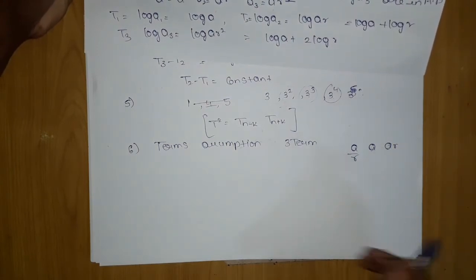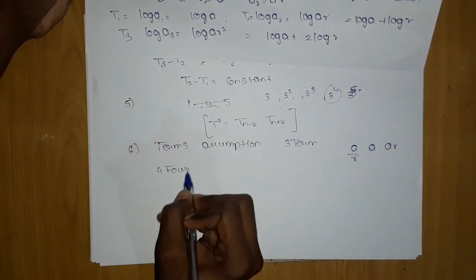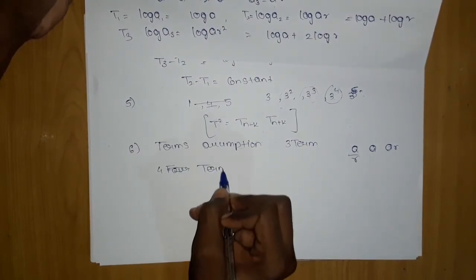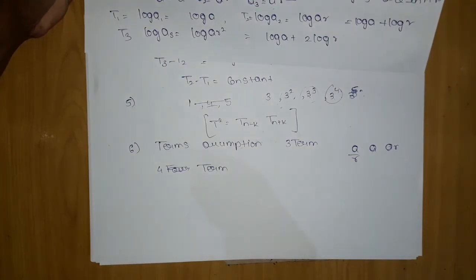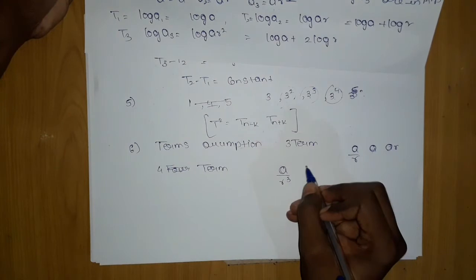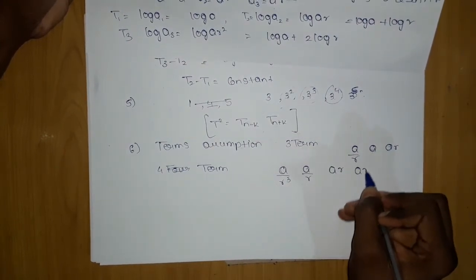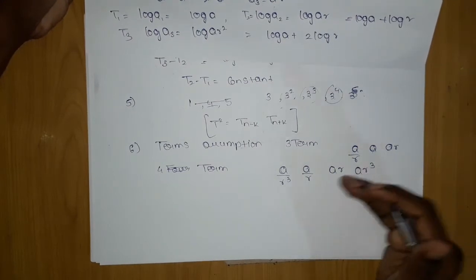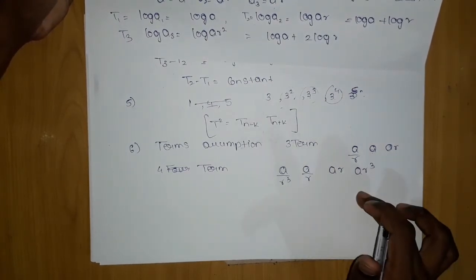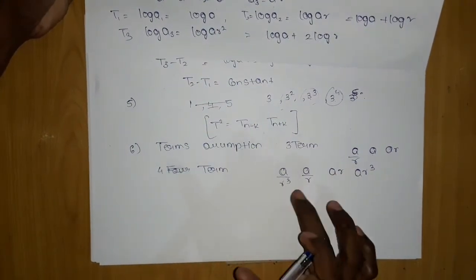So this was 3 terms, and this is 4 terms. How will you assume? Now here the difference, when you divide, it should be r square. How will it be? If it is r cube, it will be ar and ar cube. Here if you divide this by this, this by this, then you get r square.